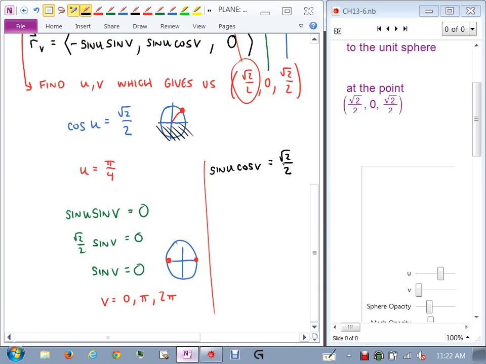And now what did we say that sine of u was? We said sine of u was root 2 over 2. So this is saying root 2 over 2 must be equal to, or cosine v must be equal to, root 2 over 2, which means that cosine v must be 1, right? Dividing both sides by root 2 over 2. And where's cosine v 1? Well, we can kind of tell from here, right? Go back to here, where's cosine 1? At 0 or 2 pi, right? 0 or 2 pi.